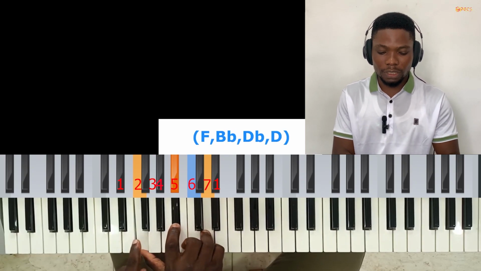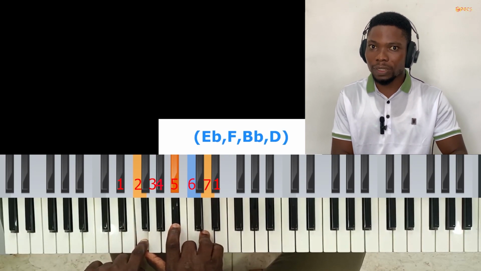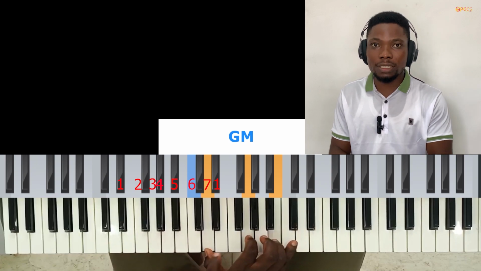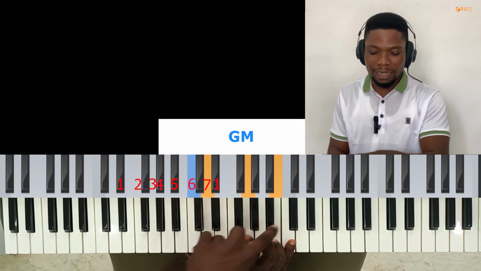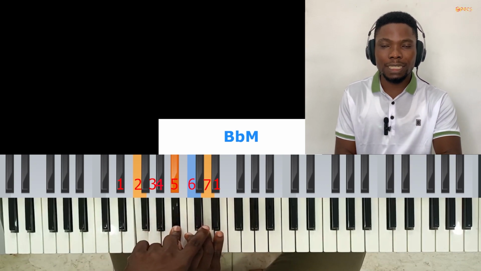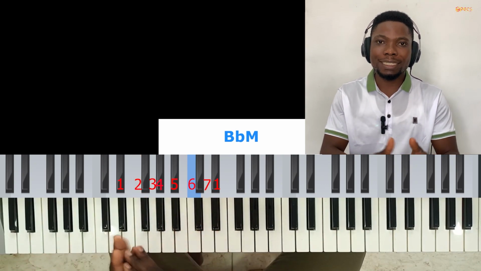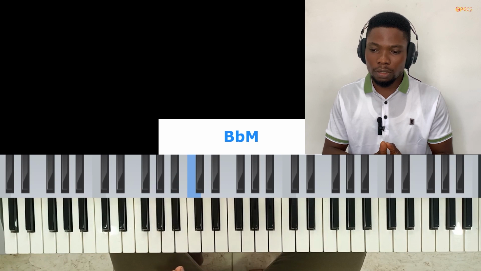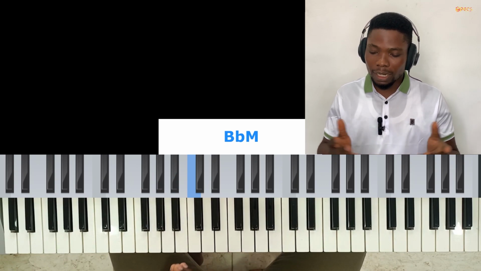Then 5. You see that, 1, 2, that's finger 2, the same way we did it on C. 2, 5, 7. Look at it. E flat 2, 5, 7. You see that? That's another way you can take it round other keys or around the 12 keys.